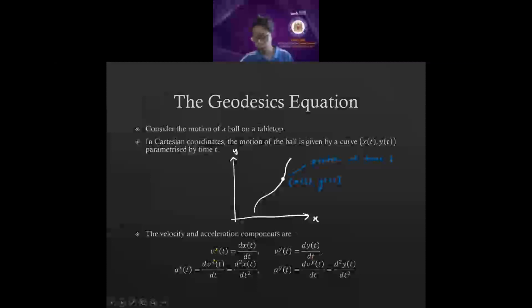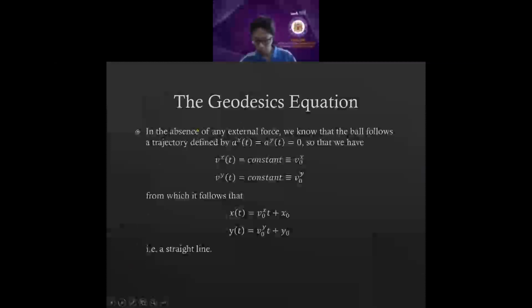In the straightforward way, we take the first derivative to get the velocity, and we take the second derivative of the position to get the acceleration component in the x direction. So this is familiar. In the absence of any external force, here we are using the framework of Newtonian physics, the ball is going to follow a trajectory that is defined by vanishing acceleration.